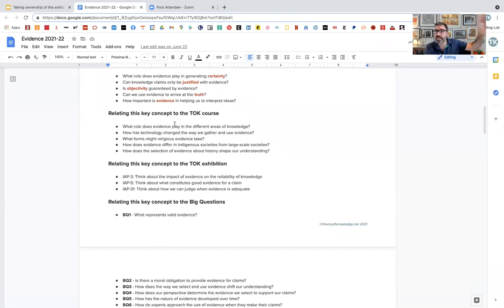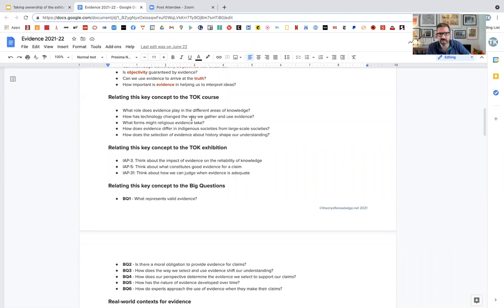Obviously, you're trying to link the key concept to the course. So, you know, which areas of knowledge, which themes does it link quite nicely to? I mean, you can do that in so many different ways. Those are just 5 very, very simple ideas.